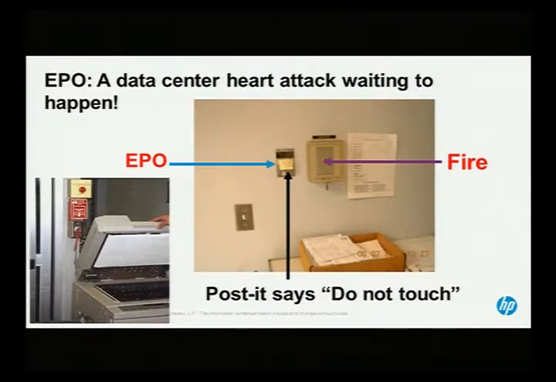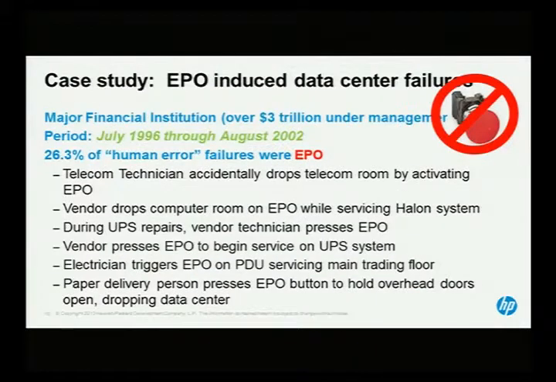Typical installations for fairly unsophisticated, immature environments. When that happens, it's gone. When I worked for a major financial institution, we actually did a case study of where our failures came from. In this particular case, the case study pointed out that 26.3% of human errors were directly related to the EPO switch, that disconnecting means. And these are the examples.